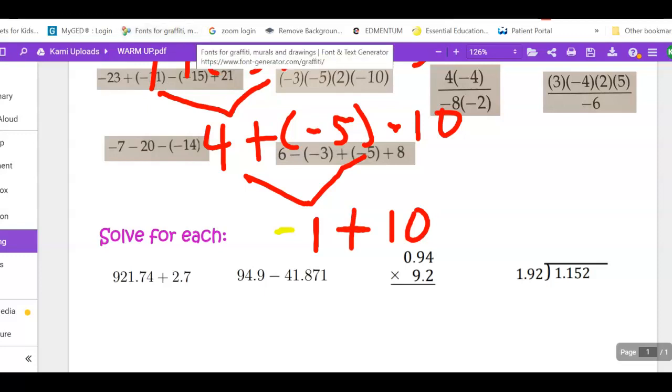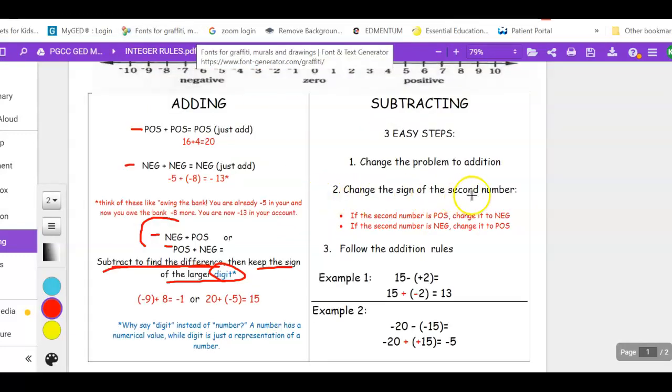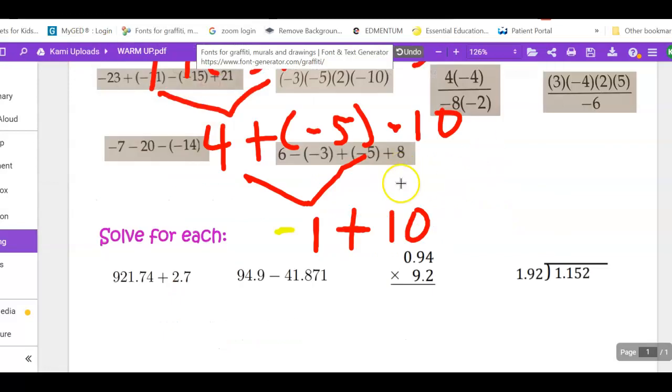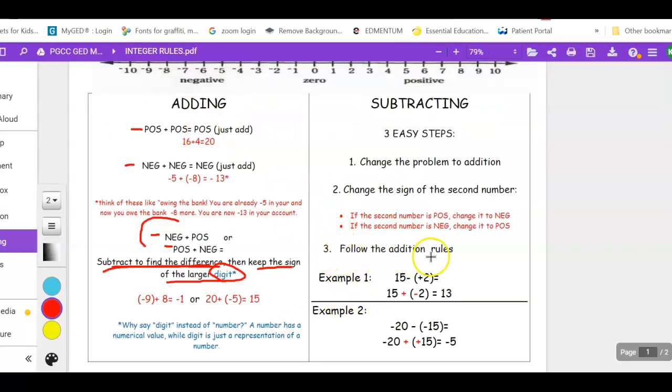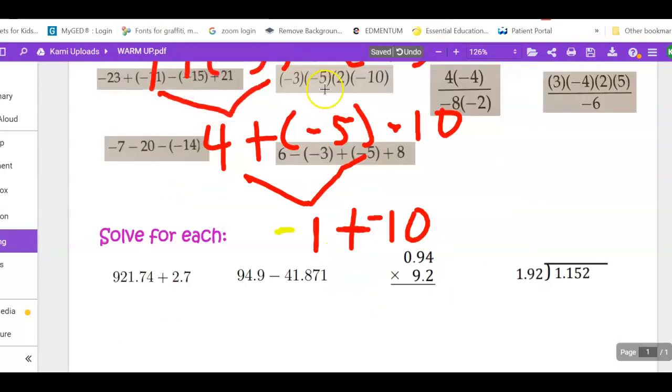Step 2, change the sign of the second number. Look at what I have. My second number is a +10. So if I change the sign, it now becomes -10. Step 3, follow the addition rules. Okay. I have a -1. That negative's there, remember. -1 plus a -10.